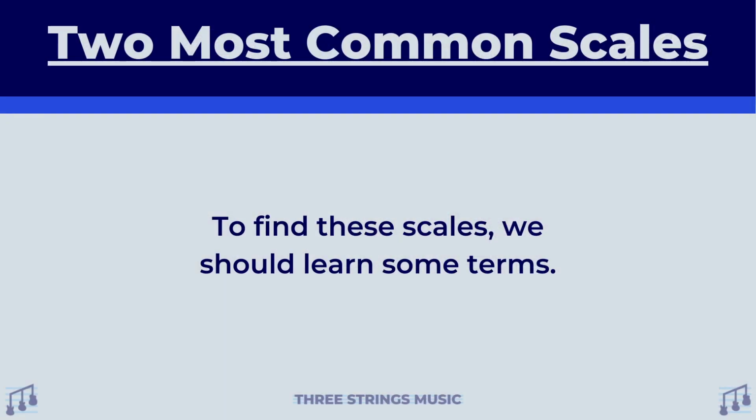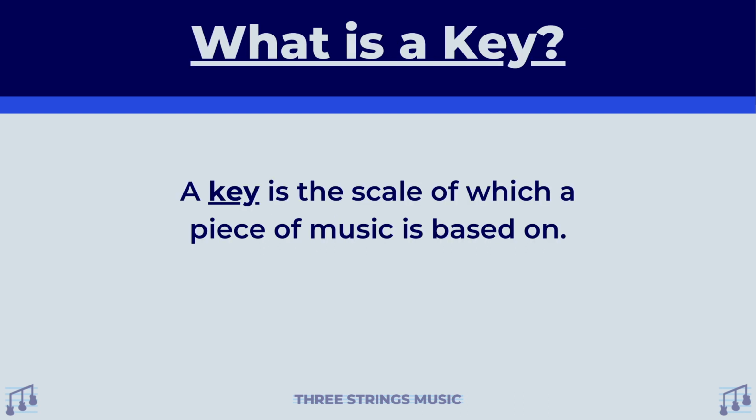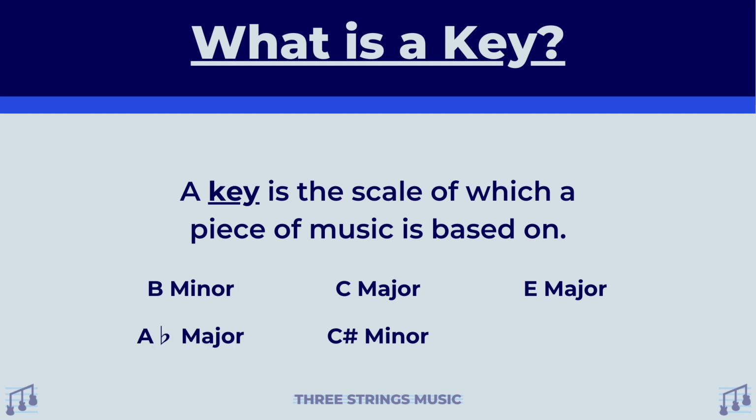All right, so to fully understand this, there are some terms that we should take a look at beforehand. Starting with the term key. Well, what is a key? Basically, a key is the scale of which a piece of music is based on. Examples of key names would be things like C major, B minor, E major, C sharp minor, A flat major, and B flat minor. This is a big part of why we talked about sharps and flats last week.